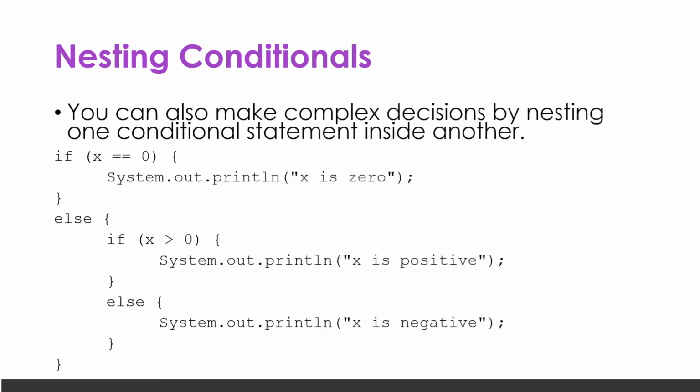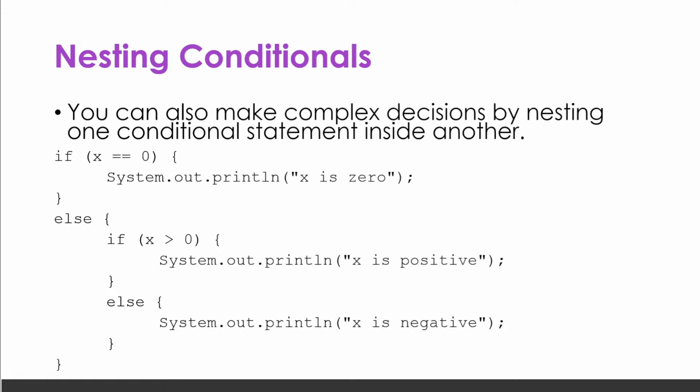In a nested condition, we put a condition inside of a condition. In the example you see here, we say if x equals 0. In that case, there is only one condition under which our program will print out x is 0, and that is if x equals 0. Now we have an else condition here, but inside of that else condition, we have another if and else statement, and this is nested.